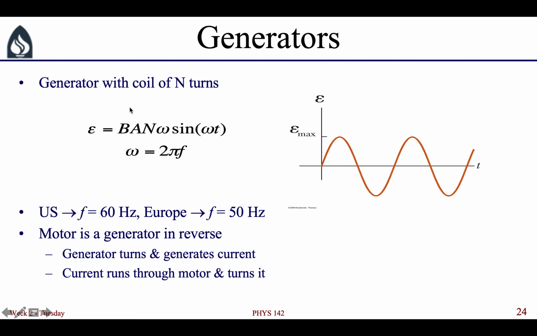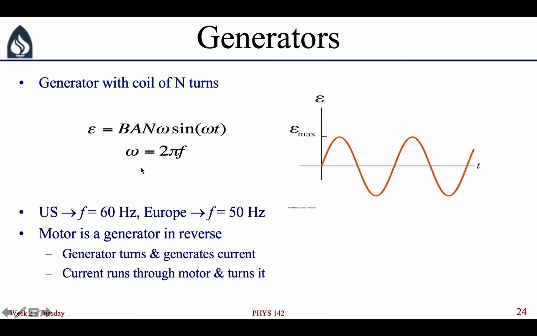Actually, the expression on the previous slide was for a single loop. So if we do have a coil with N turns, then each one of them would contribute the same amount to the overall voltage, and so we also multiply that previous expression times N.